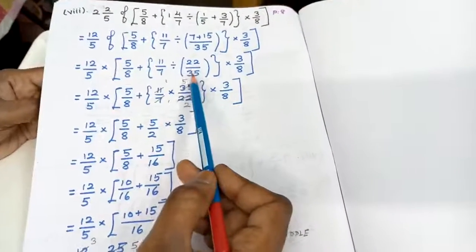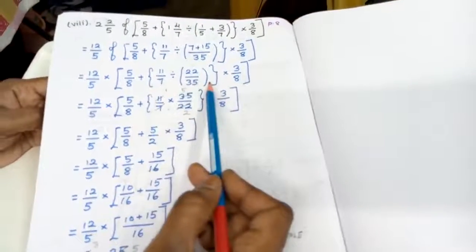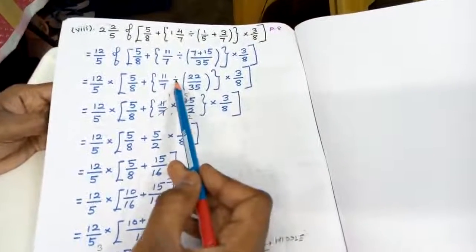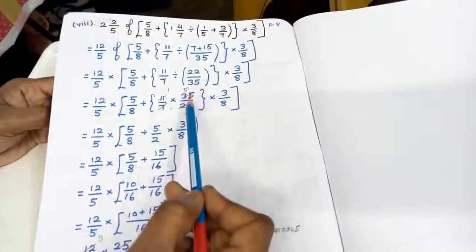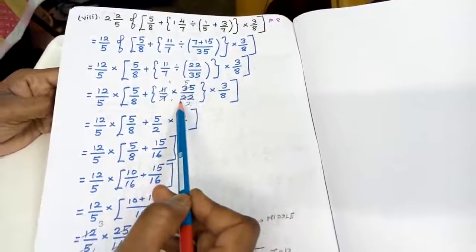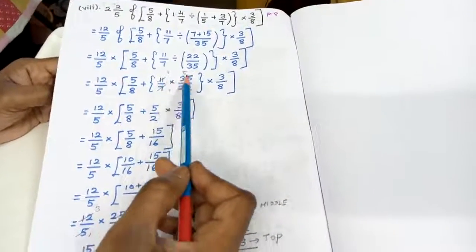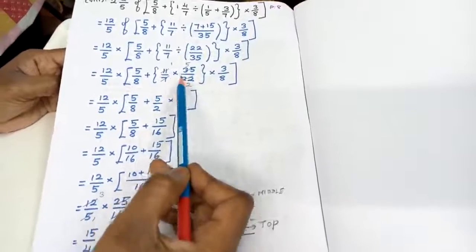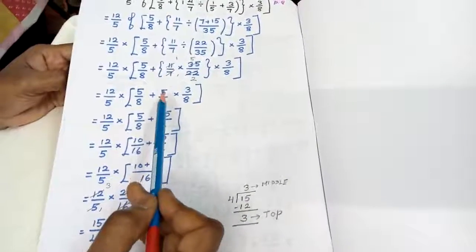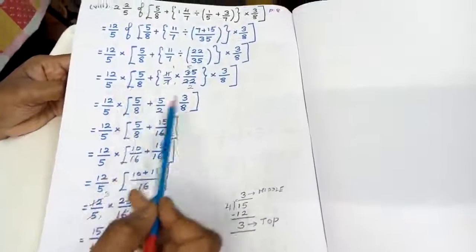After solving 22 by 35, come to the flower bracket, students. Make the division into multiplication. Change this into reciprocal, 35 by 22. 11 by 7 into 35 by 22. Solve this one. You will get the answer as 5 by 2. Coming to the square bracket.